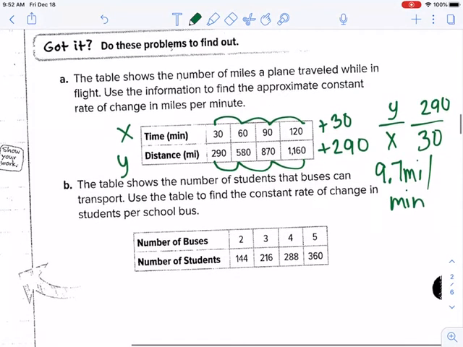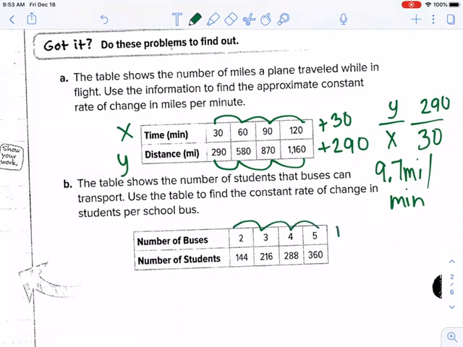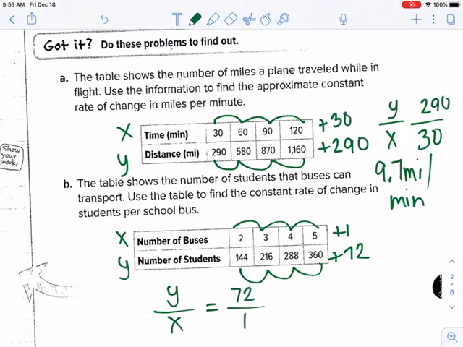And then letter B there, number of buses going up by 1. The number of students, if you do 216 minus 144, they're going up by 72. This is your X, this is your Y. So if you do Y divided by X, 72 over 1, that means 72 students per bus.